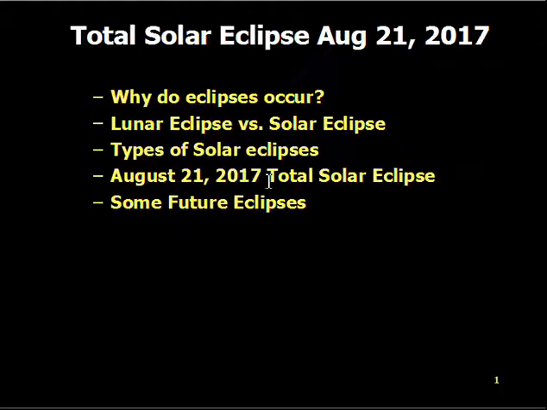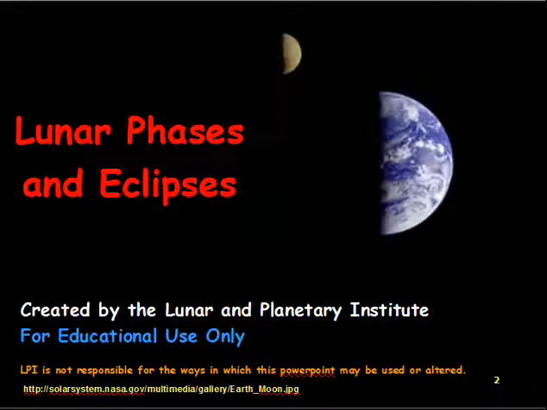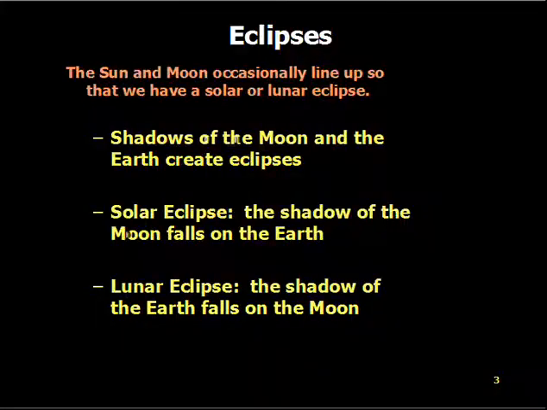So some of this slide source material comes from the Lunar and Planetary Institute, and hopefully you'll think this video is educational and qualifies for my use of some of their material, some of their graphics, and some of their ideas. So we have eclipses because occasionally the sun and the moon and the earth line up in a line, and we have either the solar or the lunar eclipse.